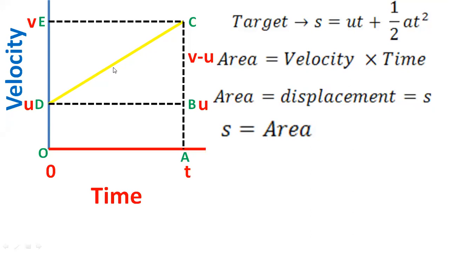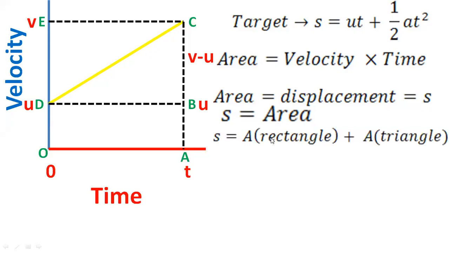Now, if we want to calculate the area of this particular diagram, that is OACD, whatever is present below this yellow line, that area we have to find. Below that yellow line, two geometrical figures are present. One is a triangle and one is a rectangle. The triangle is DBC, and the rectangle is OABD. So area is nothing but rectangle area plus triangle area in our case.